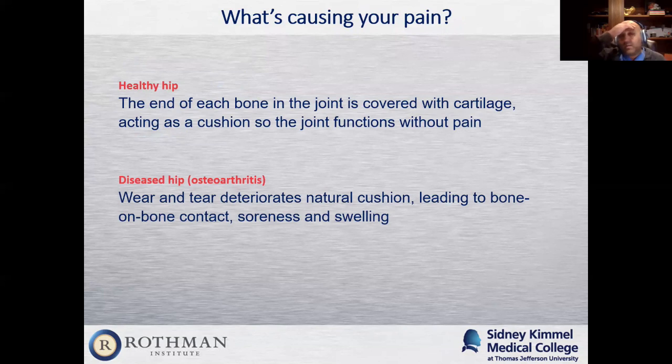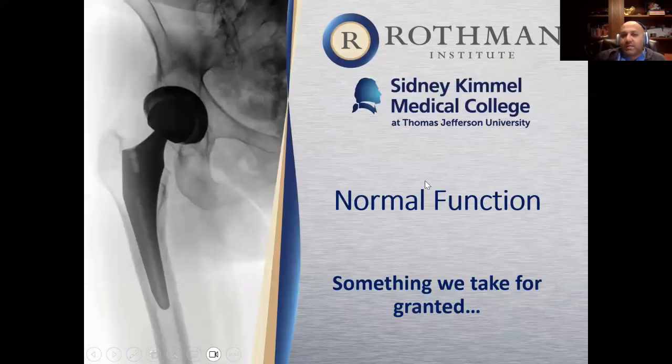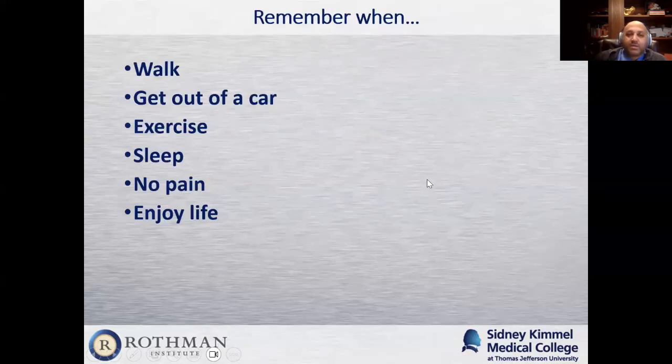So again, the end of each bone is covered with cartilage, and the cartilage rubs on cartilage, and that's a nice cushion, so the joint functions without pain. In a diseased or worn out hip, the wear and tear deteriorates that natural cushion of cartilage, and then you end up with bone on bone contact. That leads to soreness, stiffness, swelling, pain, all the symptoms of arthritis. So I liken it to a door hinge. Here's a normal functioning joint at Capital Health Hopewell, which even though I think it's like 13 years old now, it still feels brand new. It's healthy cartilage. It's well lubricated. It has full motion. It's pain-free, doesn't creak or crack. And then you take normal functions for granted, getting in and out of a car, exercising, sleeping, just enjoying life.